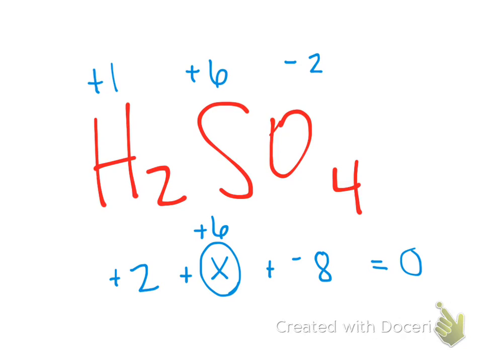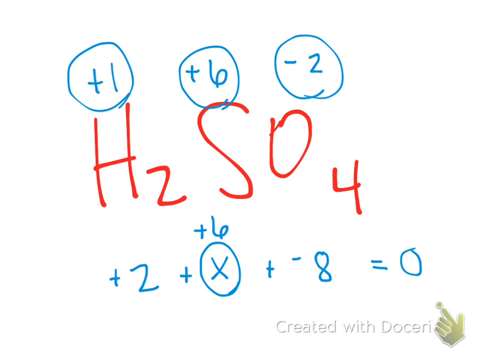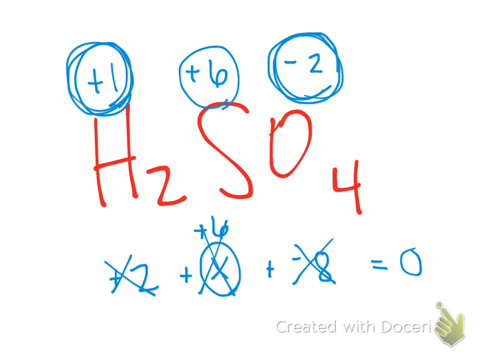Which is not a common charge for sulfur, right? But that's okay. That just means that sulfur's giving away its electrons and oxygen's taking them. So they don't always have to match their charge, but they can. So our answers are plus 1, plus 6, and minus 2. These are not the answers to our problems, right? Each hydrogen atom has an oxidation number of plus 1. Each oxygen has a minus 2, and the one sulfur has a plus 6. Okay, what questions do we have?